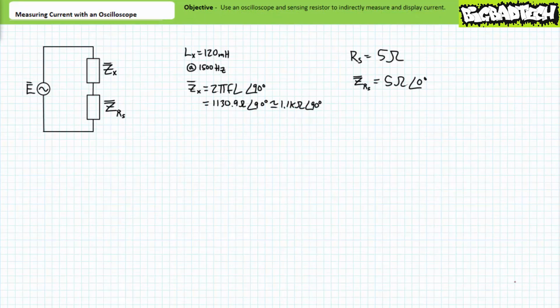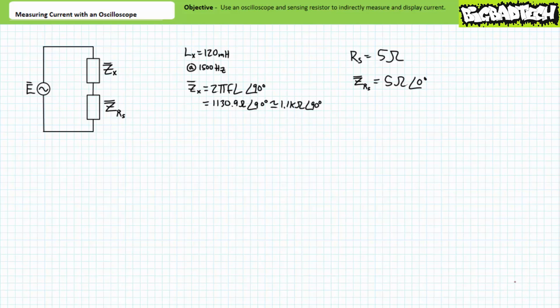If, however, we were tasked to measure current through the same 120 millihenry inductor at not 60 Hz, but rather 1.5 kHz or 1500 Hz, our original choice of a 5 ohm sensing resistor might be more than adequate, given the inductive impedance formula makes it clear that this inductor now presents an impedance of roughly 1.1 kiloohms at an angle of 90 degrees. At this much higher frequency, the 5 ohm sensing resistor now only represents less than 1/200th of the impedance magnitude of the inductor.